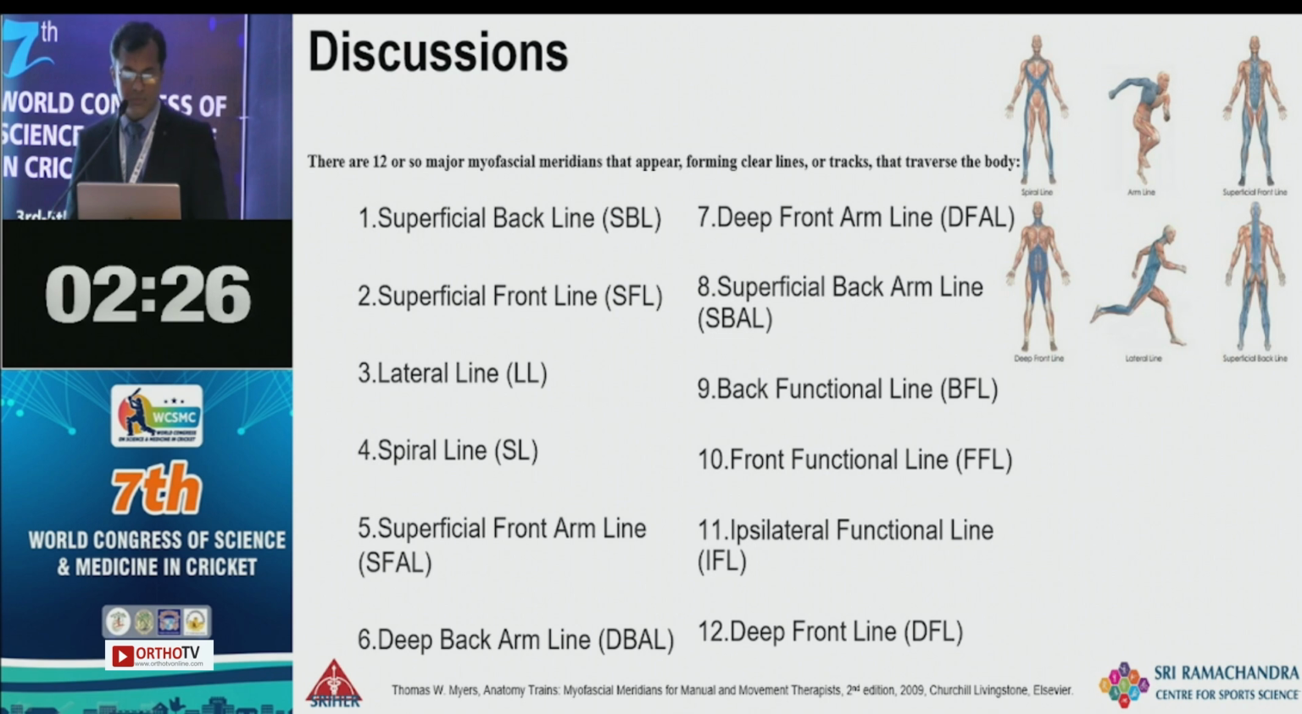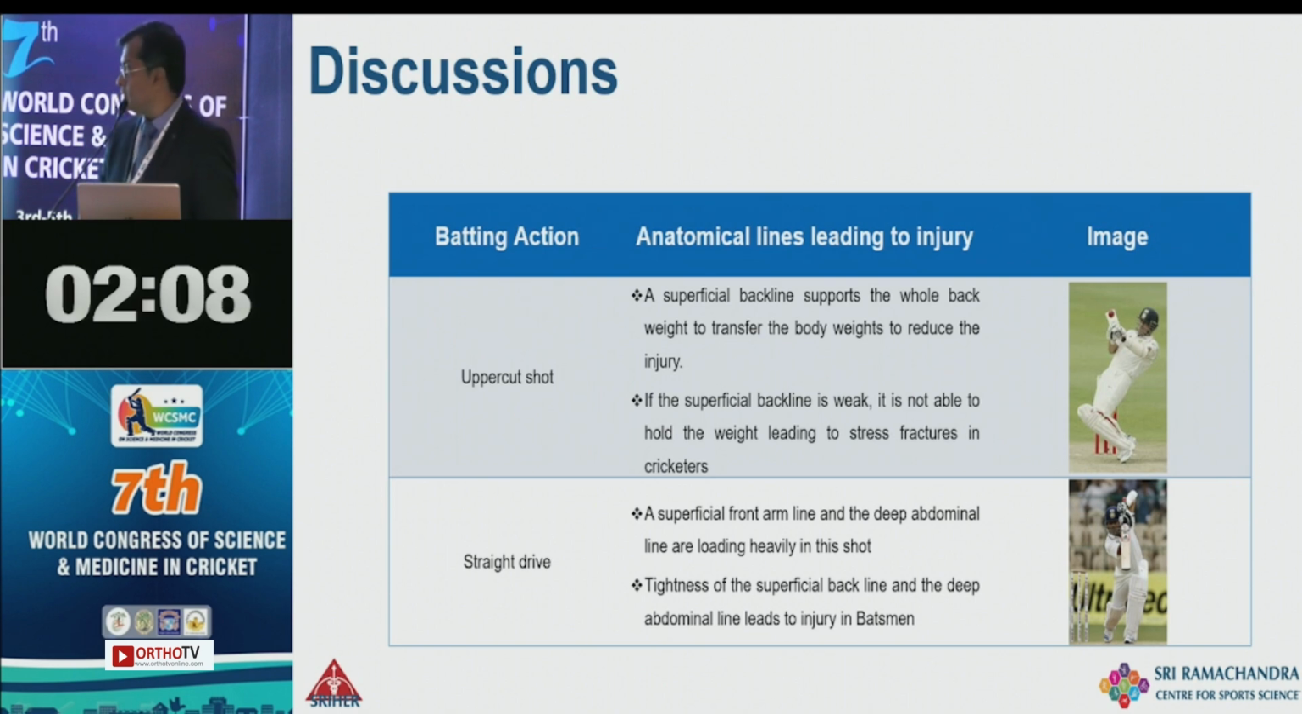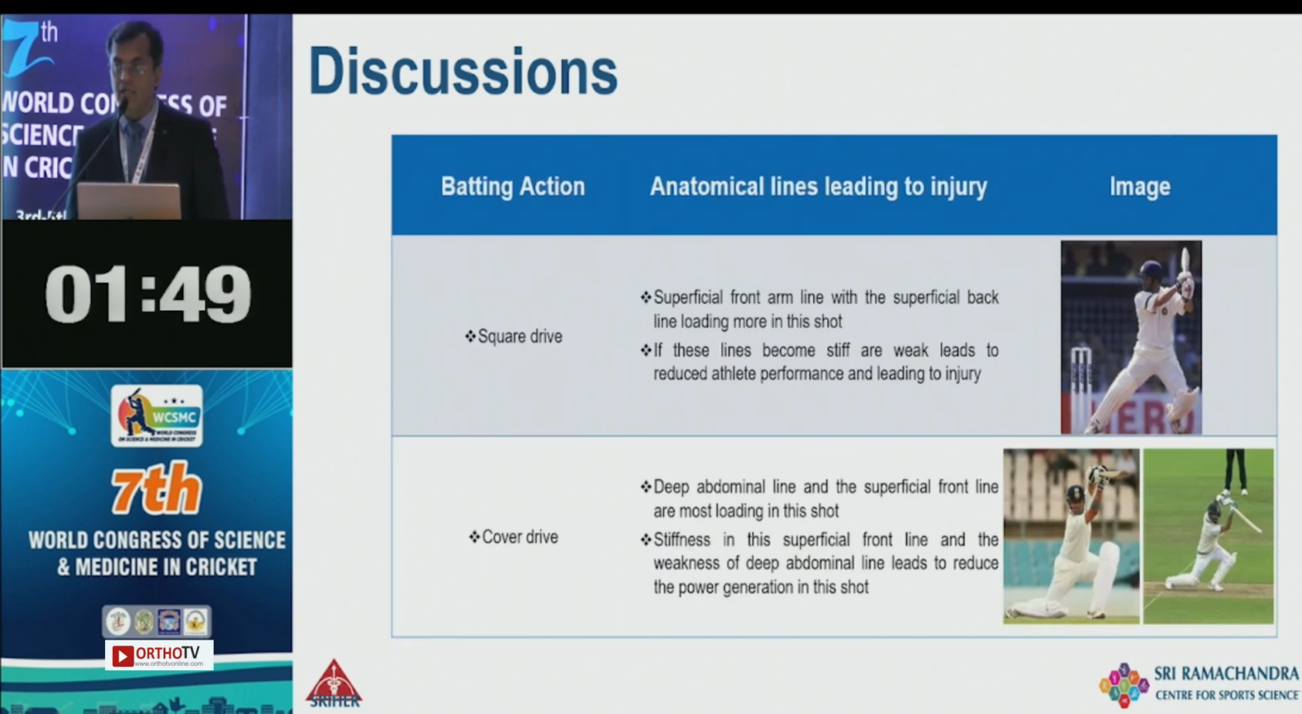Now, as per Thomas Myers, these are the fascial lines, of which I would say the back functional line and the front functional line see a lot of involvement in almost all the cricketing actions. And I would also like to emphasize the short analysis done by us on the uppercut shot. Again, you see that there's a lot of the superficial back line which is being taken to task, and in the straight drive, again, you have the superficial front arm line. So in most of the batting actions, you have the lateral lines and the deep functional line as well as the superficial functional lines getting into the action.